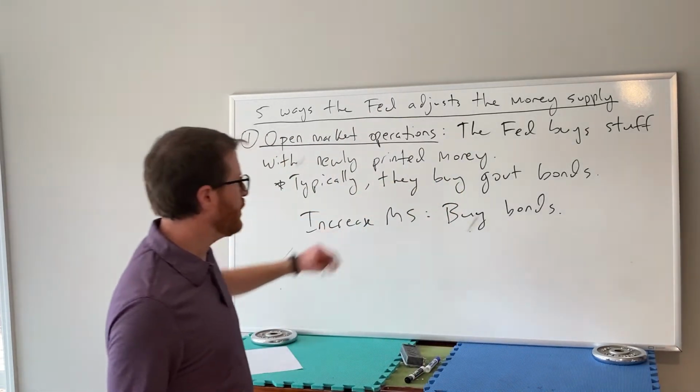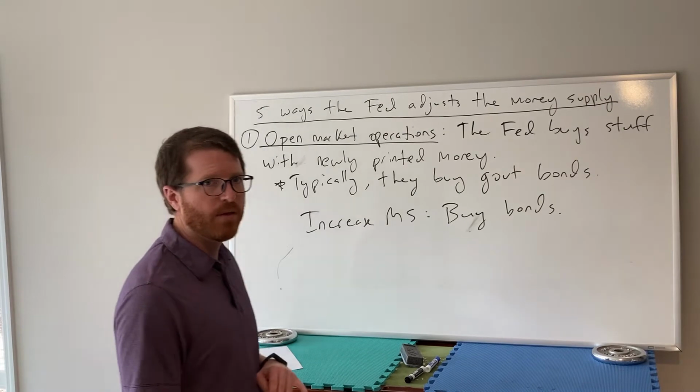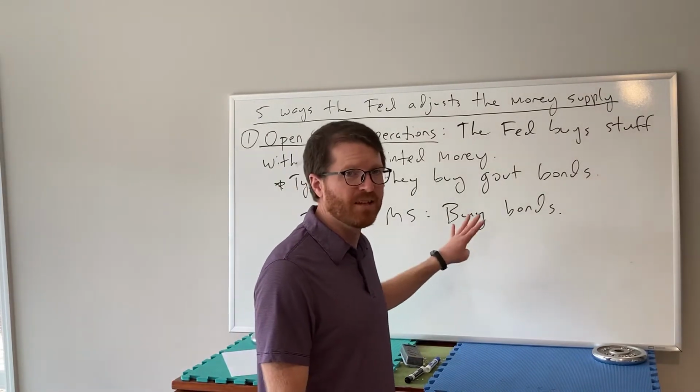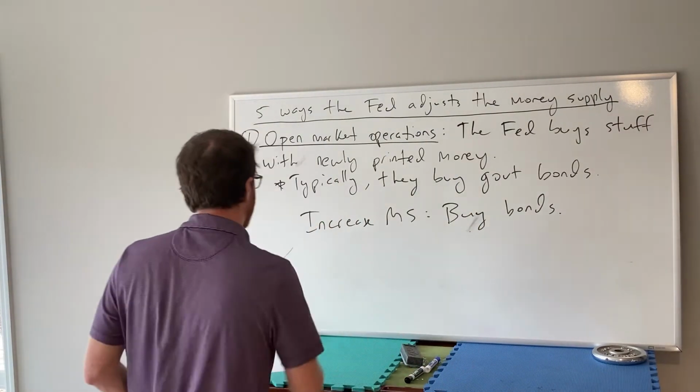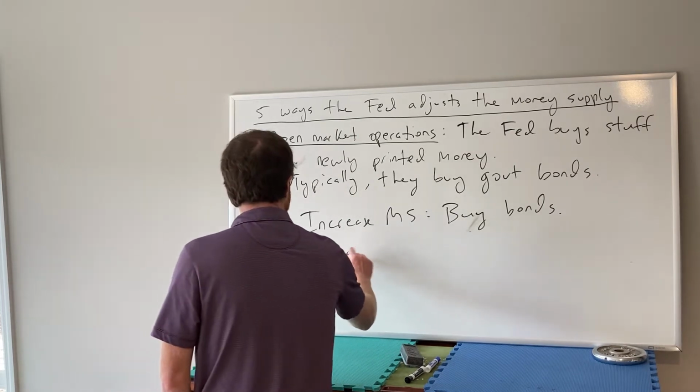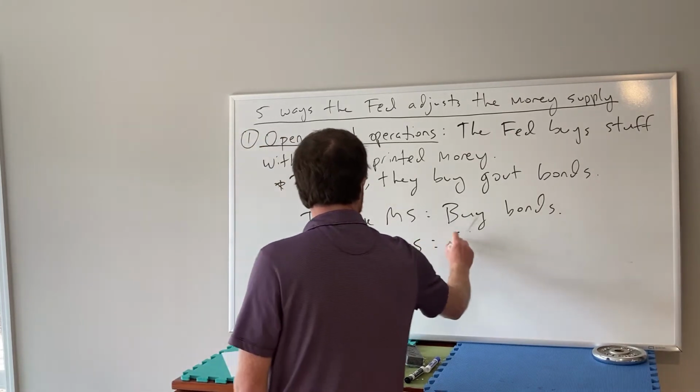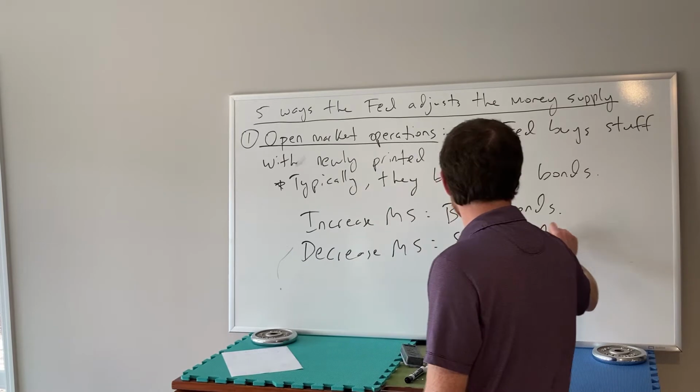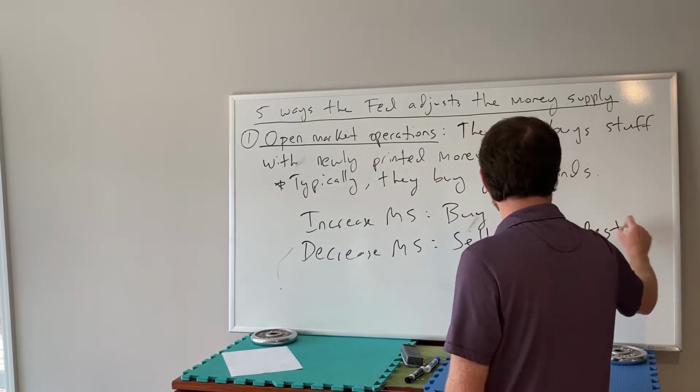So they can increase the money supply by buying bonds. They also can buy other stuff, but bonds is what they typically deal with, those government bonds. And if they want to decrease the money supply, well, then they can sell bonds and then destroy the money.